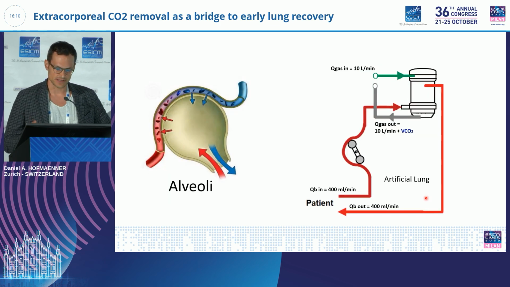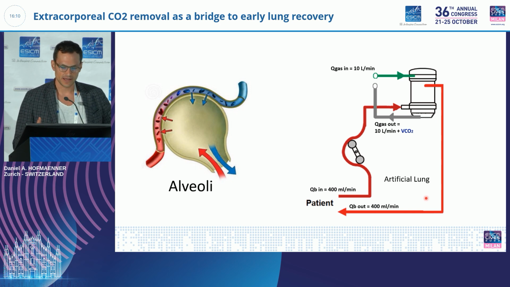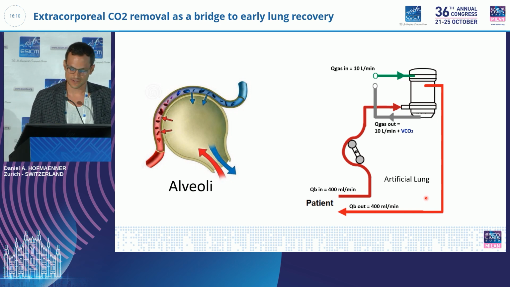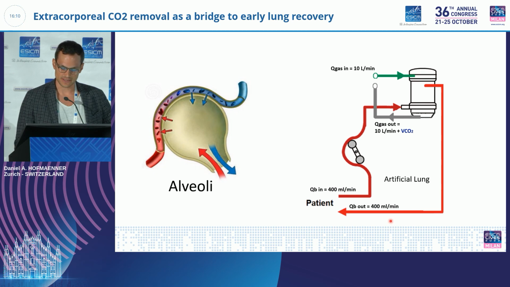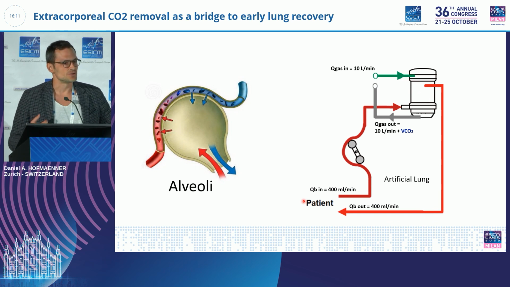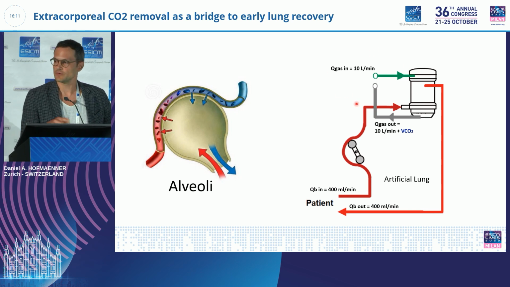This is how a circuit is built up. Normally we have a double lumen catheter in the patient, and the blood goes out into the filter, and it comes back to the patient again, and we do an effective CO2 removal. Normally the gas flow is around 10 liters per minute. We can adjust it, and the higher the gas flow, the more CO2 we can remove.